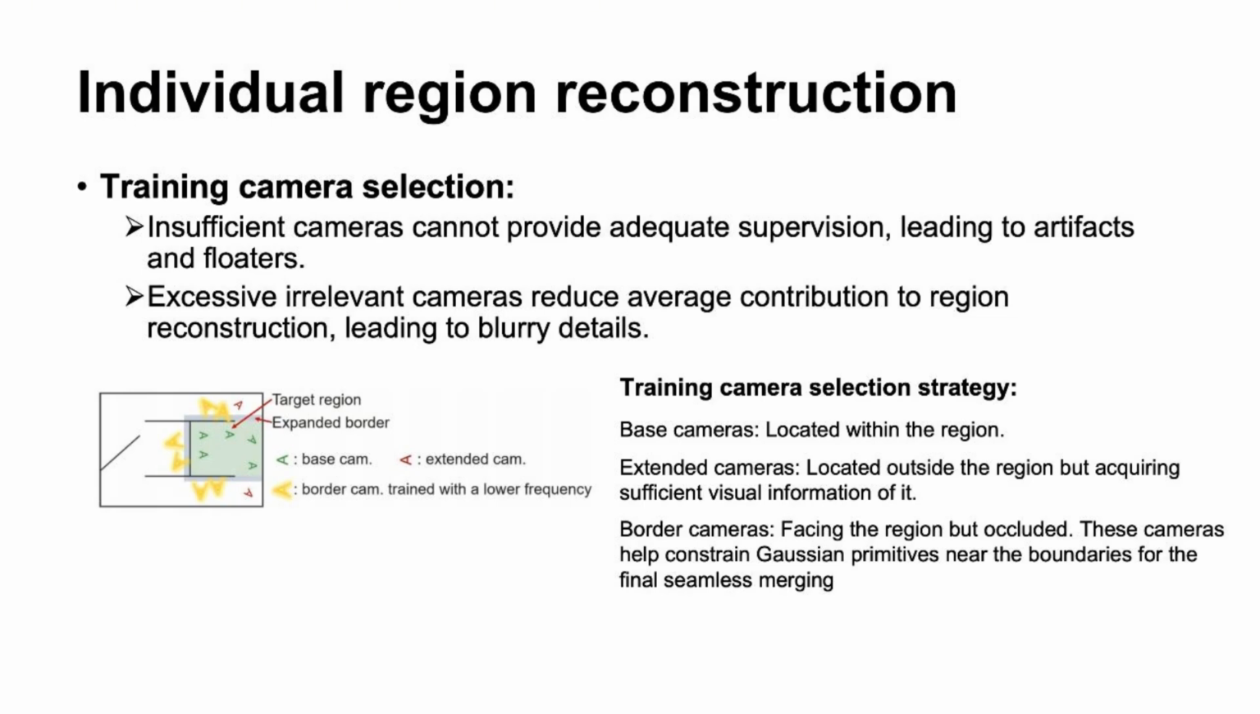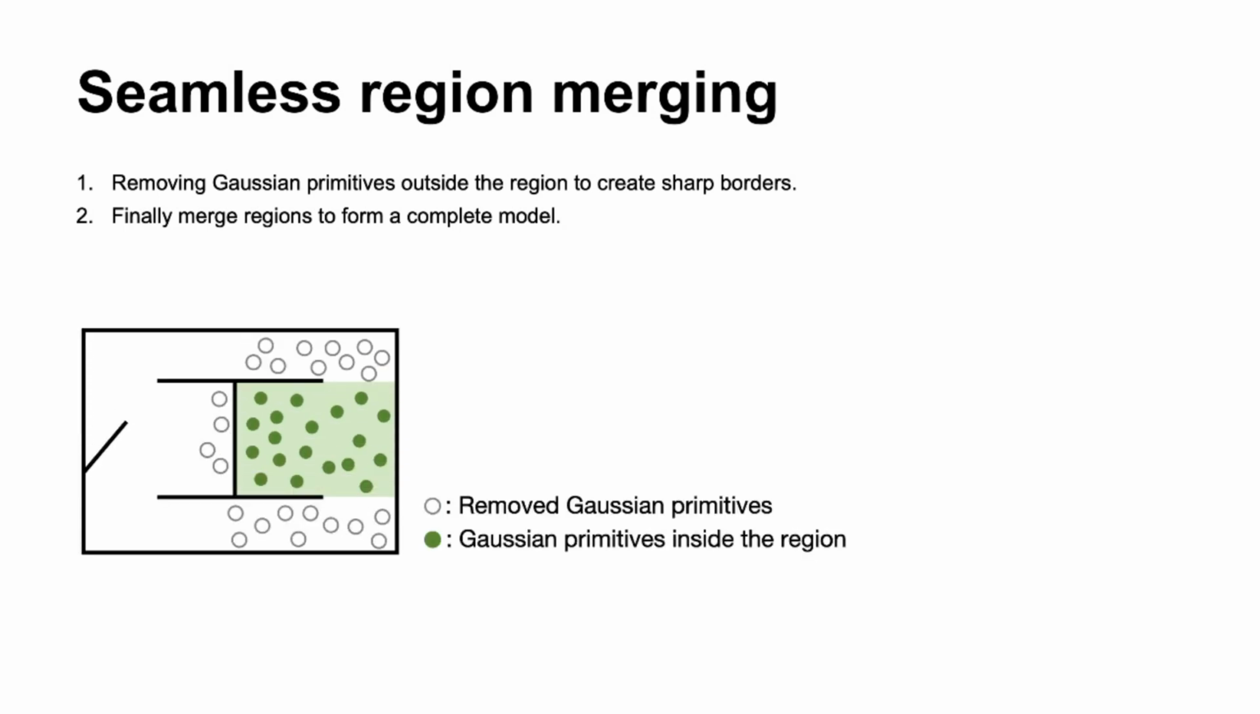Finally, we optimize 3D Gaussians for each region individually using its selected training cameras. After optimizing 3D Gaussians per region, we remove primitives outside the region to create sharp borders, enabling seamless merging of regions into a complete model.